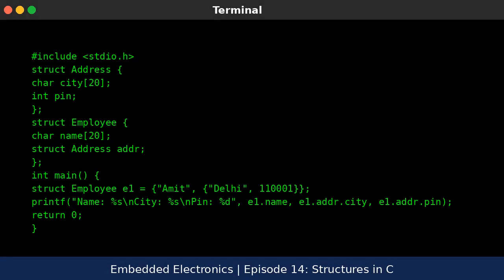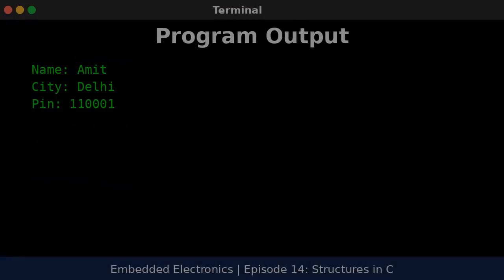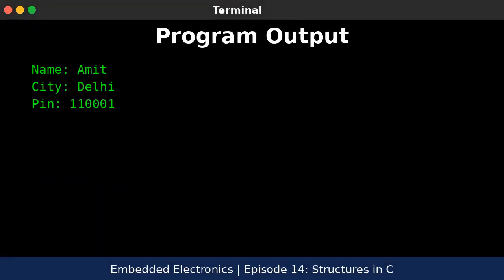This example demonstrates nested structures where an employee structure contains an address structure as a member. The output of example 3, nested structures, is as follows. Name, Amit, city, Delhi, PIN, 110001.